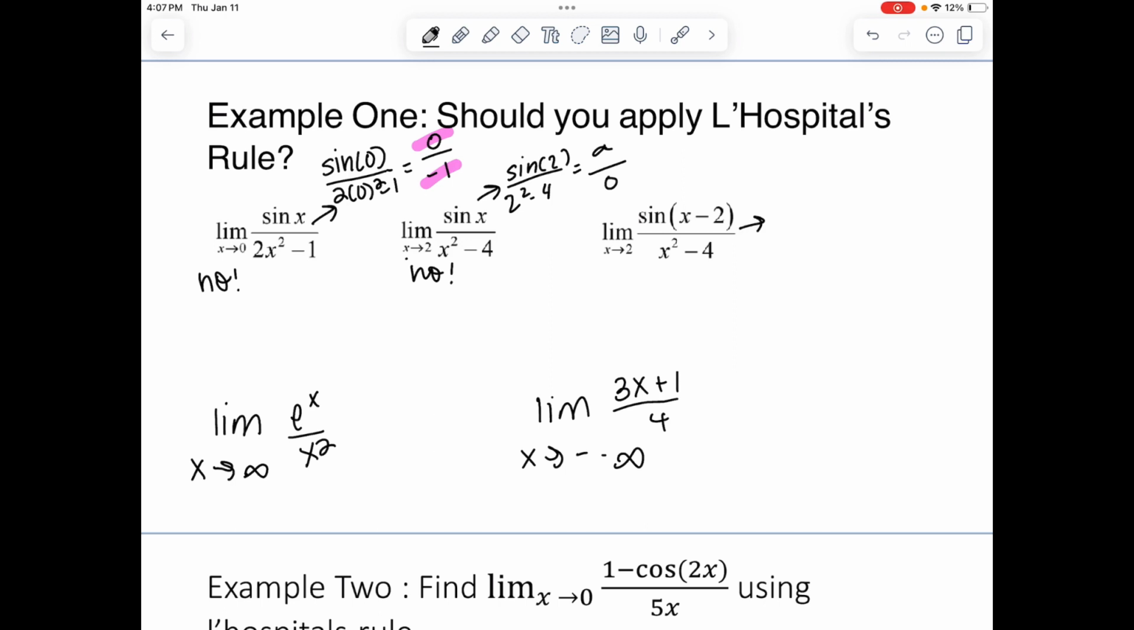And then let's try this last one. So sine of 2 minus 2, that'll be 0. x squared minus 4. Oh, sorry, plug it in: 2 squared minus 4. So this equals 0, and the numerator equals 0. So the answer for this one is yes, you can use it because it's indeterminate form.